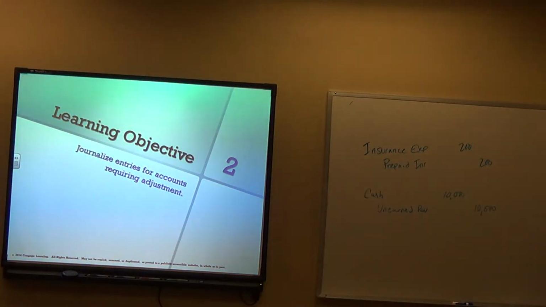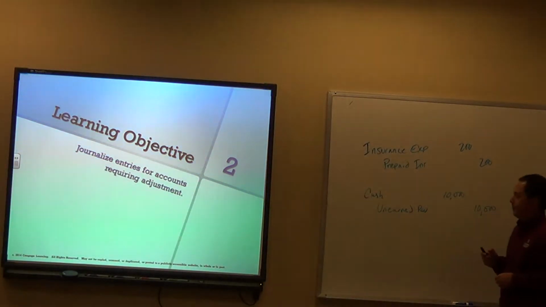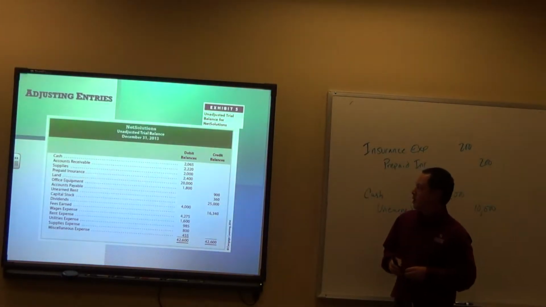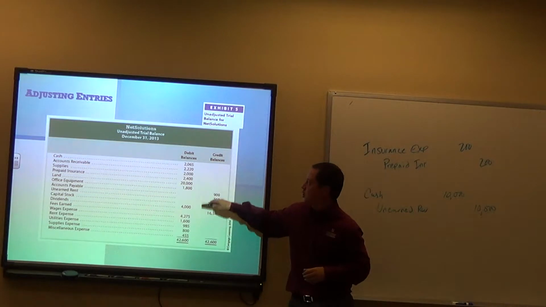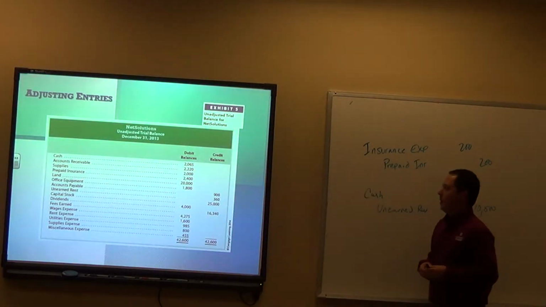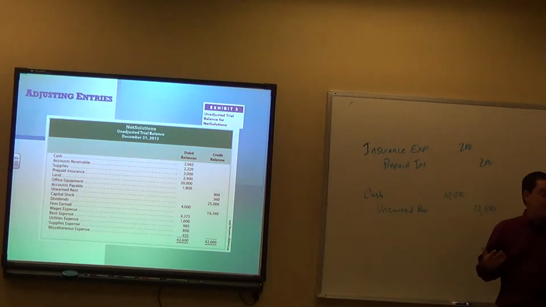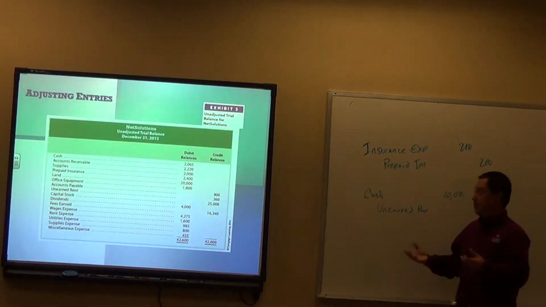All right, so the next thing is we're going to journalize the entries for the accounting required adjustments here. So as you can see here, this is an unadjusted trial balance. What it means by unadjusted trial balance, well, we haven't made the adjustments yet. That's simply what it is.